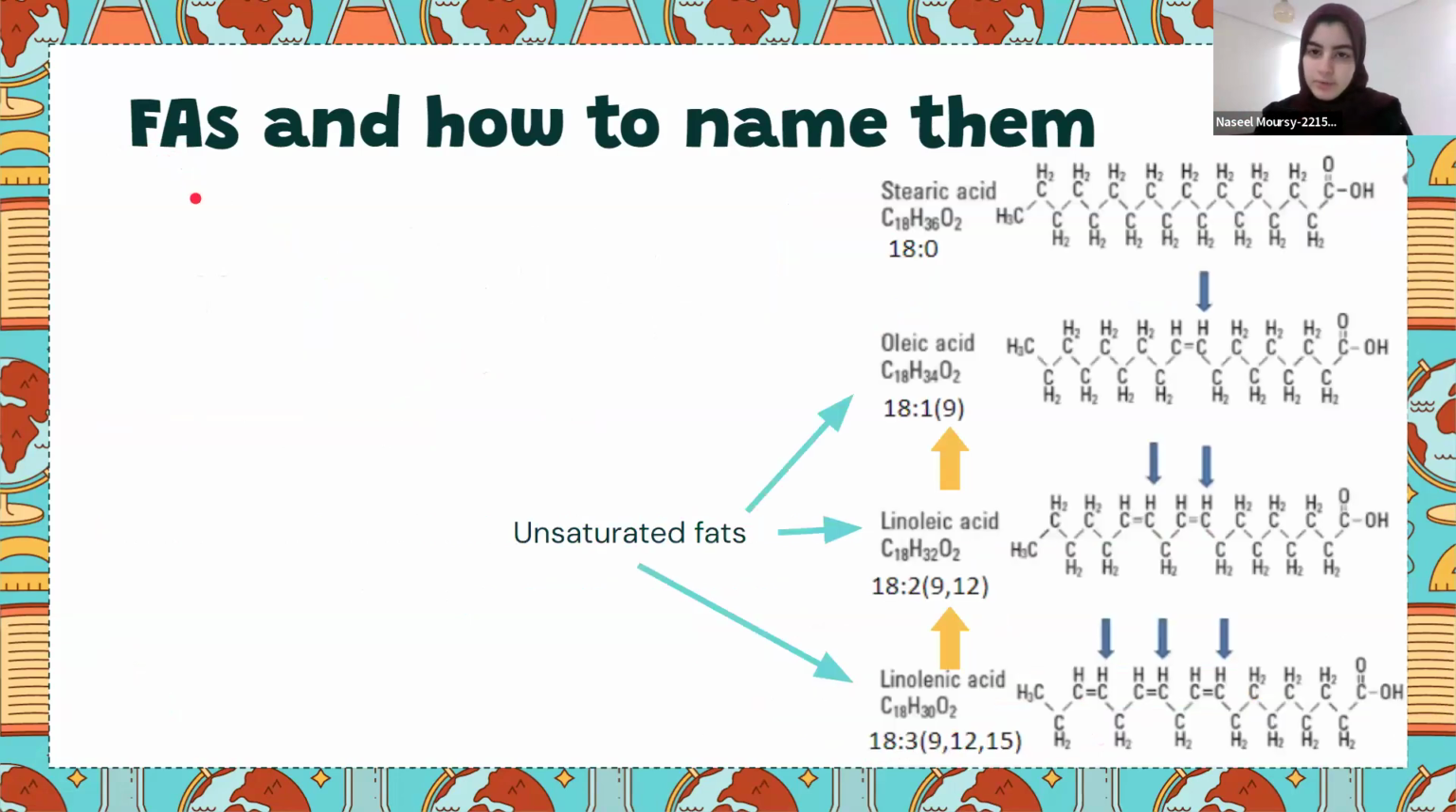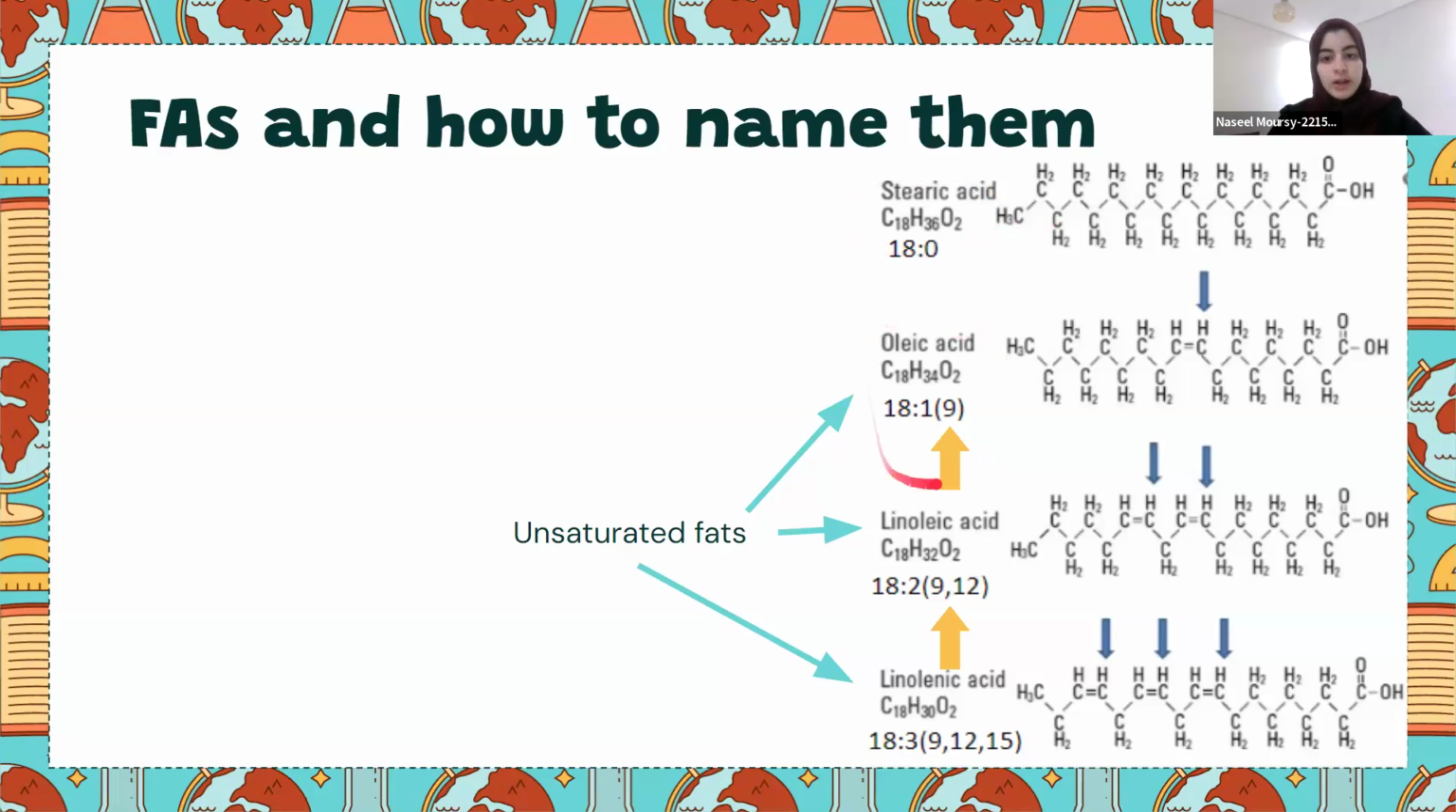Now, let's take this a step further. We have stearic acid, which is 18:0. What does this mean? This means we added 2 more carbons. However, do we have a double bond? No, because it's still 0. Can we make stearic acid in the body? Yes. So this is not an essential fatty acid.